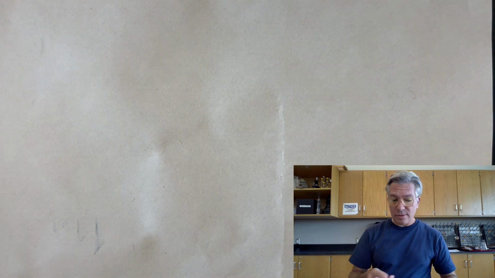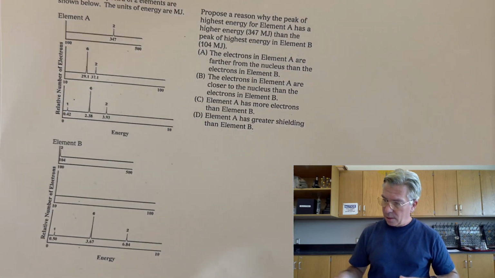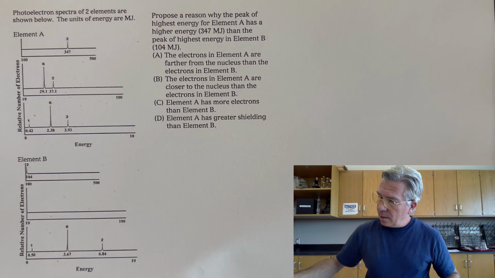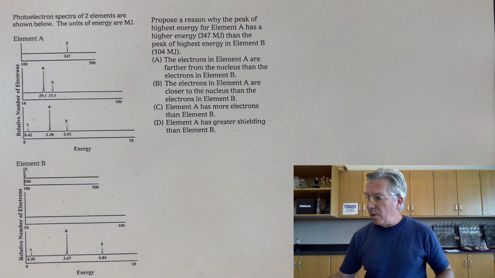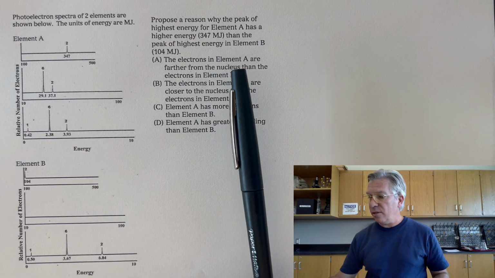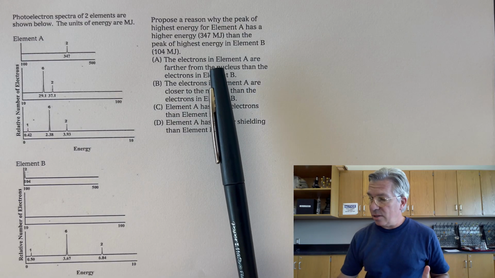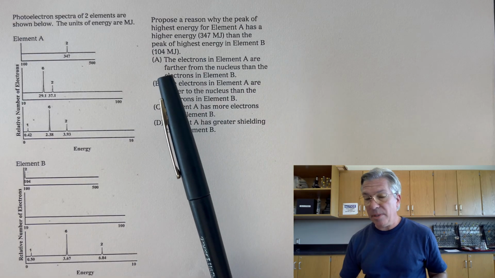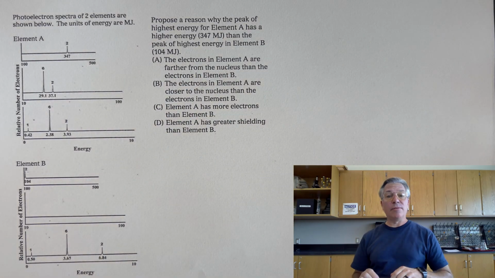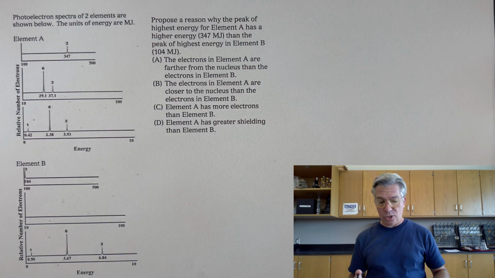This one is going to be a pause the video moment to see if you've been paying attention in this video. Same 2 elements, potassium and sodium. Propose a reason why the peak of the highest energy for element A has a higher energy, 347 megajoules, than the peak of the highest energy in element B at 104. Take a moment, pause the video, and see if you can correctly answer that question.